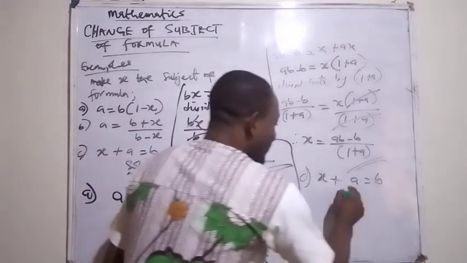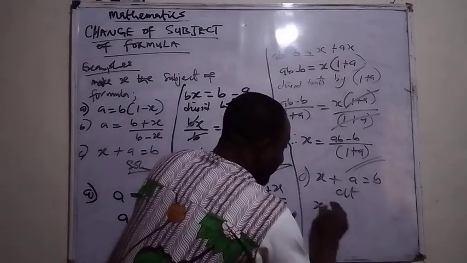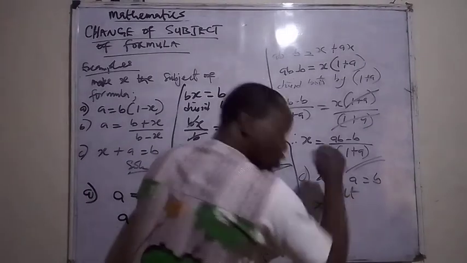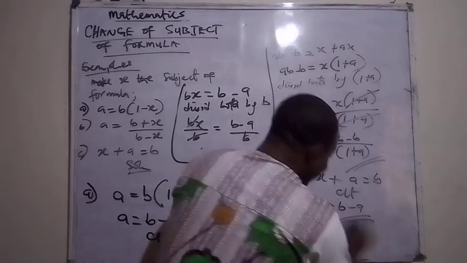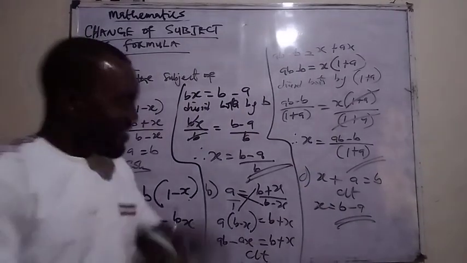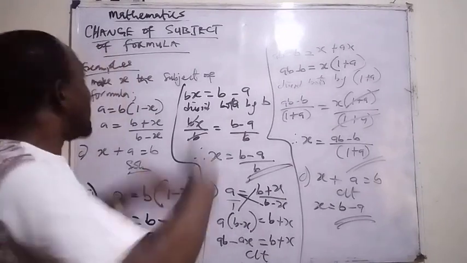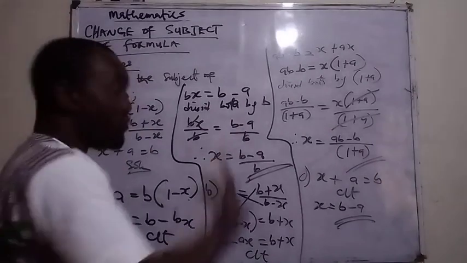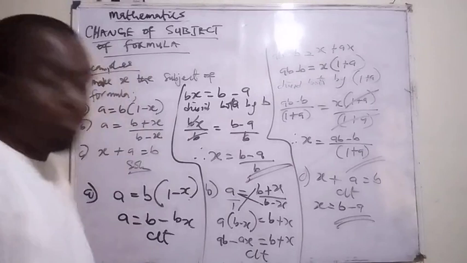So now say collect like terms, we now have what? X is equal to what? B, A plus equal becomes what? Minus A. This is your answer. As simple as ABC. So in our subsequent class, we will be treating more of this topic, the complex one. This is just an introductory part.